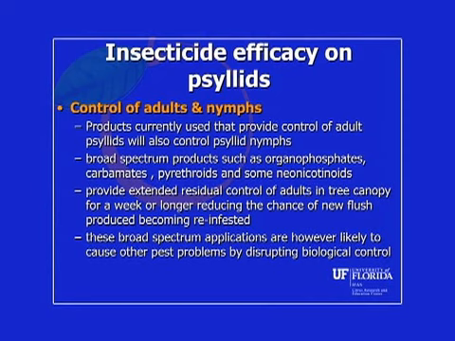And because these products remain in the tree canopy and are continually killing adult psyllids that are either present or immigrating into a grove, this reduces the chance of any new flush being produced after the application is made from being infested with psyllids, or egg laying from these adults that are present.